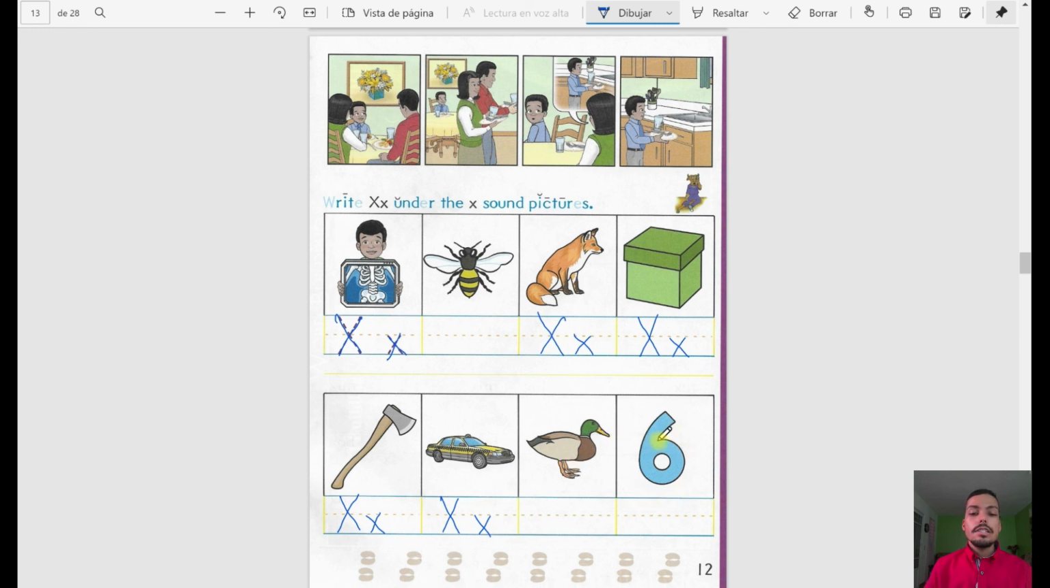The next one here, this is a six. Six has the sound X. Six, it has the sound? Yes, it has it, so we have to write the letter X here under the six in uppercase and lowercase. Very good, okay? And finishing with that one, we finish with the page number 12 and with the goal of the day, right?